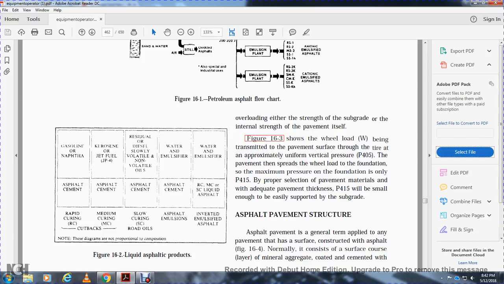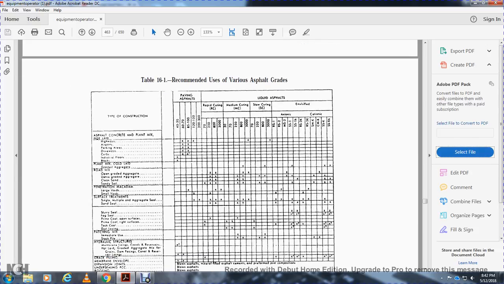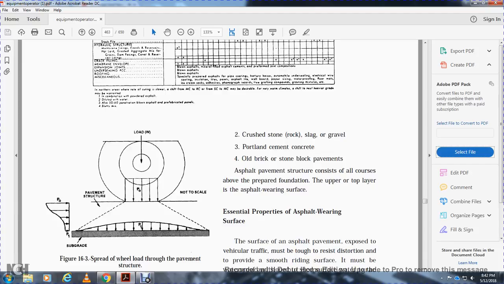Asphalt pavement structure. Asphalt pavement is generally a term applied to the pavement, the surface of the construction, with the asphalt. Figure 16.1 normally consists of the surface course of the layer of mineral aggregate coated and cemented. Figure 16.1 shows the use of various asphalt grades.